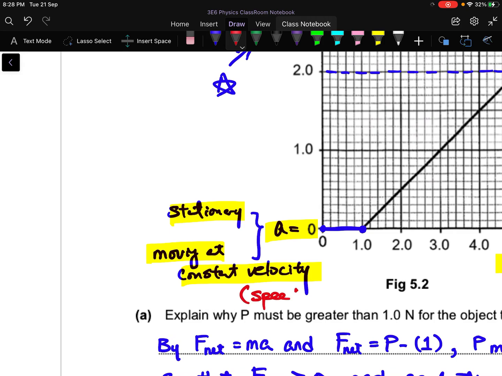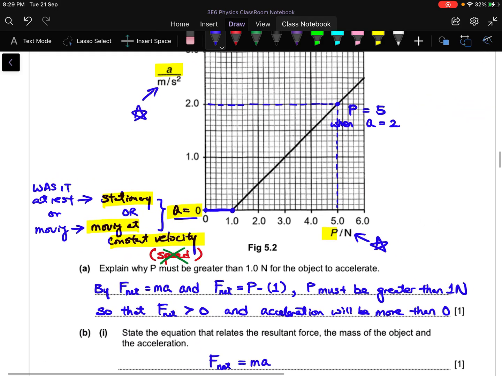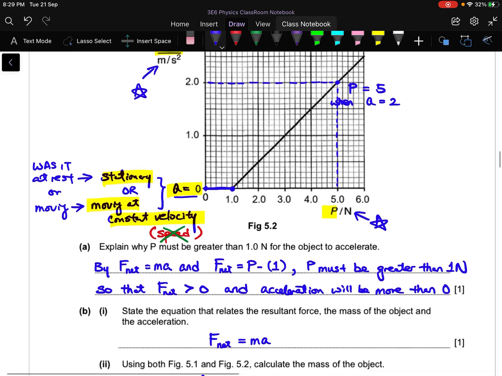Okay? Not speed. Why? How do I decide whether it is stationary or moving at constant velocity? You must ask yourself, was it at rest or was it moving? If it is already moving, then it will continue to move at constant velocity when a is 0. If it is at rest, it will be stationary. Okay? Like I said, at this point, if you still don't understand, do come and approach me.